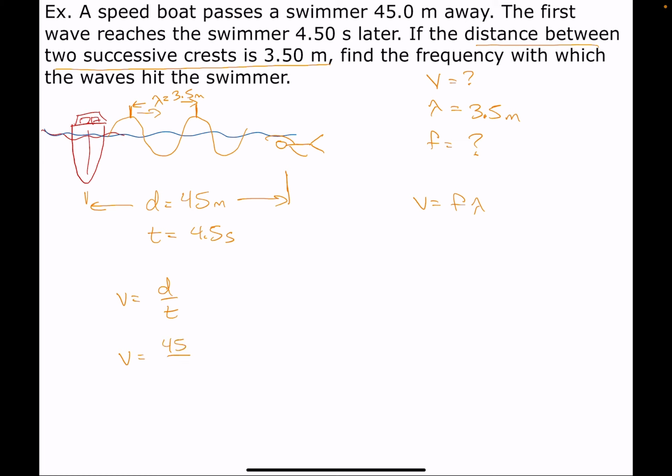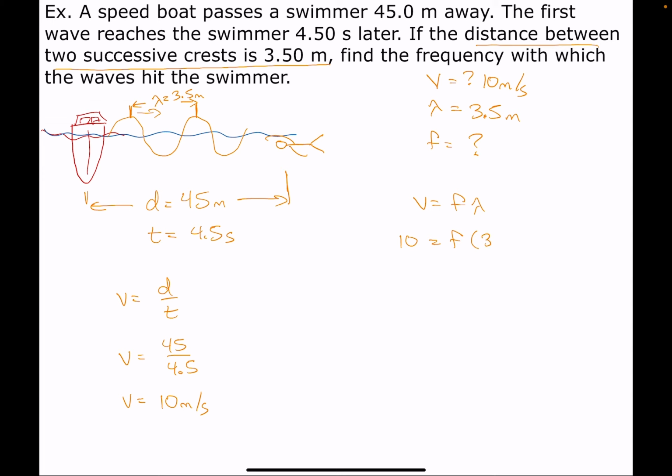The distance is 45 meters, time is 4.5 seconds. That looks like something easy I can do in my head, but I'm going to use my calculator to double check. 45 divided by 4.5, yeah, 10. Seemed too easy, you know? The speed of the wave is 10 meters per second. That is also the speed of the wave over here. It's the same wave. That means I know that the waves travel at 10 meters per second.